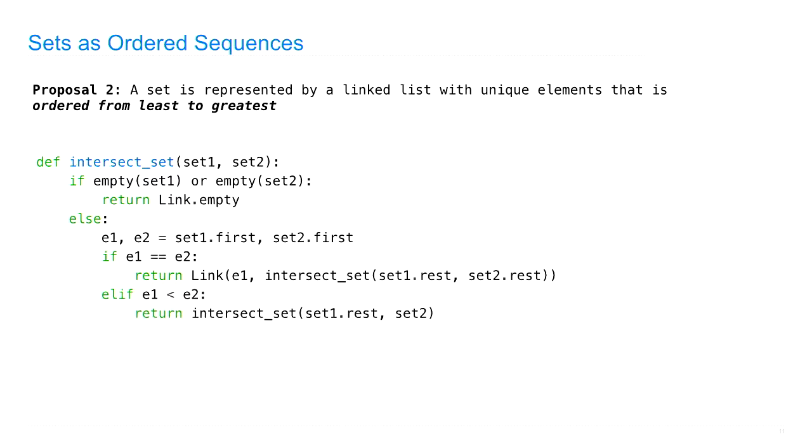Otherwise, if E1 is less than E2, then I know that E1 is not in the intersected result. Because it's not E2, and it's smaller than E2, and everything else in set 2 is larger than E2, so E1 can't be in set 2. So I return the result of intersecting set 1.rest with set 2. So this basically says, give me the result after I've thrown away set 1.first.